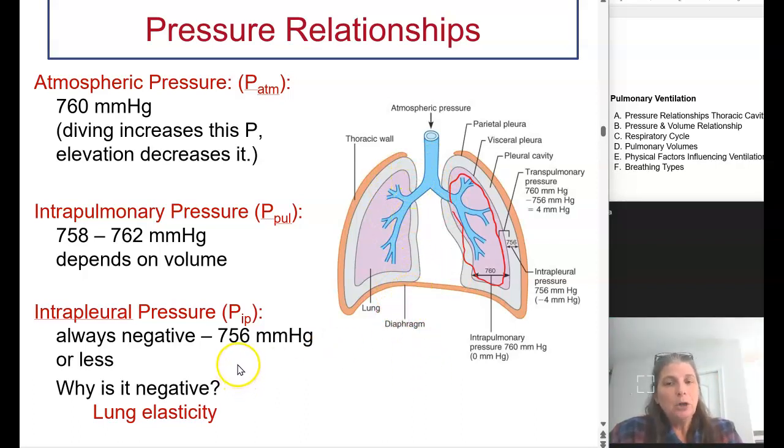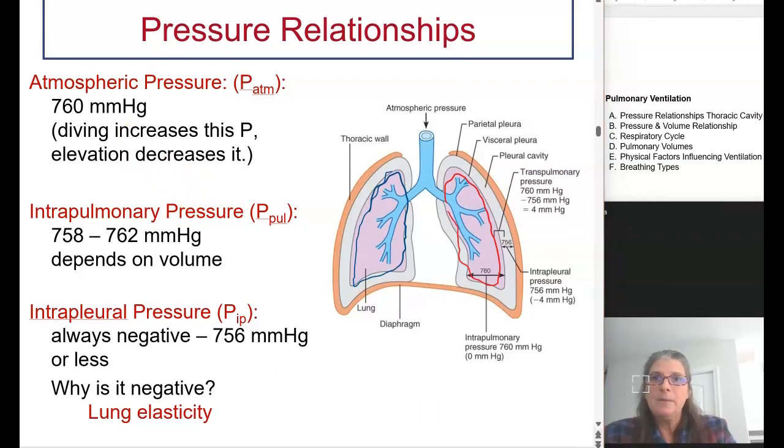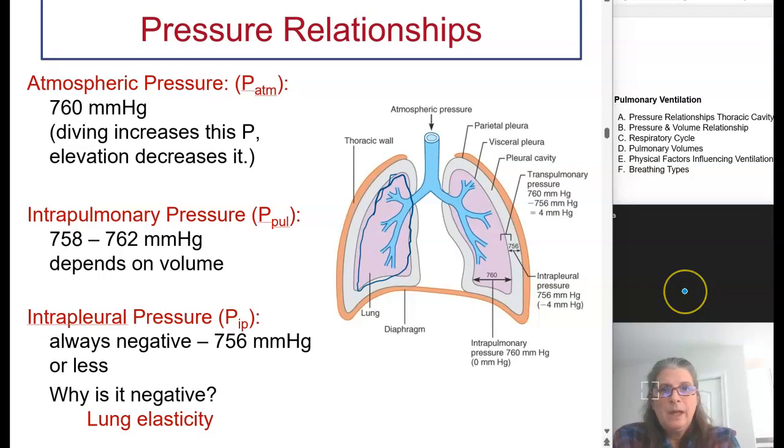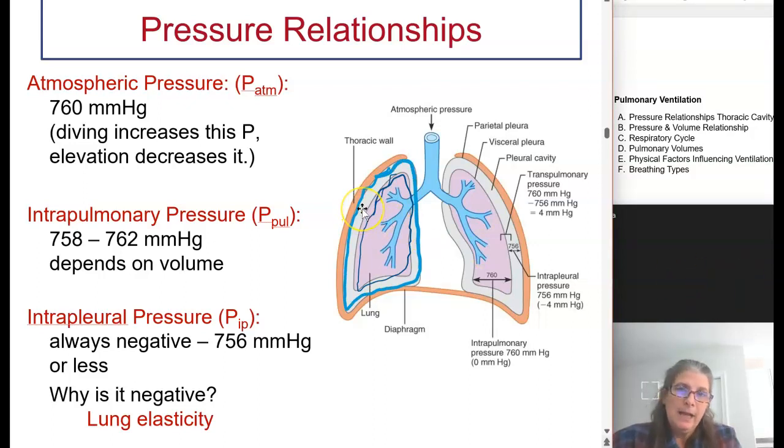The intrapleural pressure is the pressure inside the pleural cavity. Now, real quick review, we have the visceral pleura that actually surrounds and attaches to each lung itself. And then we have the parietal pleura, which lines the cavity. So that one would be out here, lining the pleural cavity. And the space is the actual pleural cavity, that little space in there.